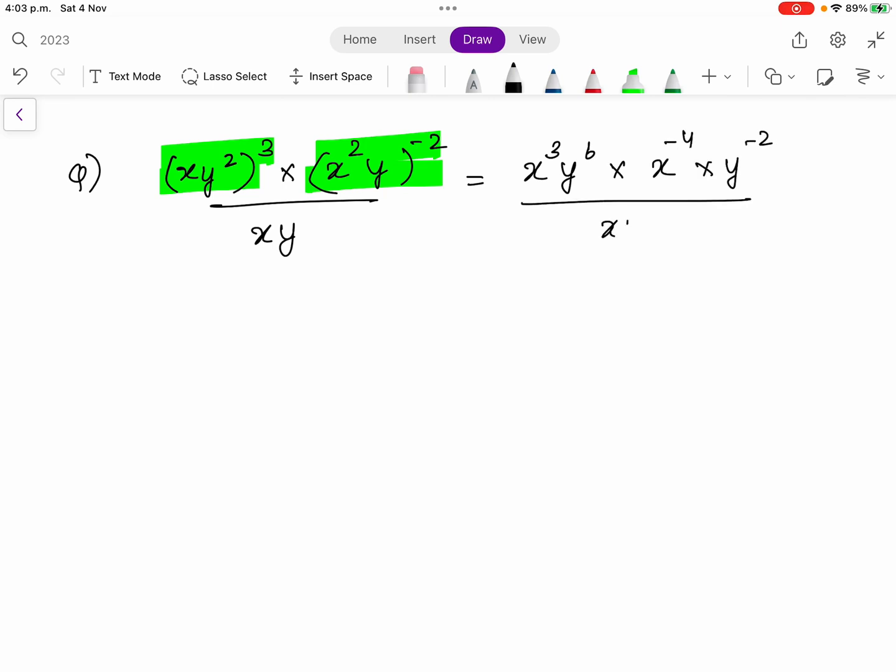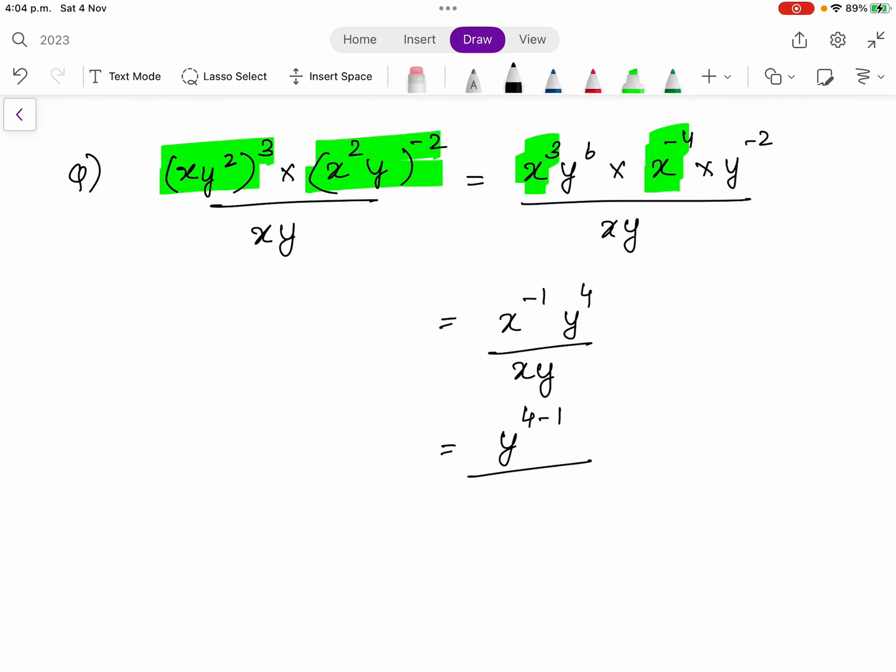divided by xy. Now the simplification is, first you simplify all the x's on the numerator. So that is x to the power of minus 1, and then you simplify the y. So y to the power of 4 divided by xy, and then you simplify the x over here, and that will be y to the power of 4 minus 1. I am simplifying y to the power of 4 minus 1, and then divided by x to the power of 1 plus 1, which is equal to y to the power of 3 divided by x to the power of 2.